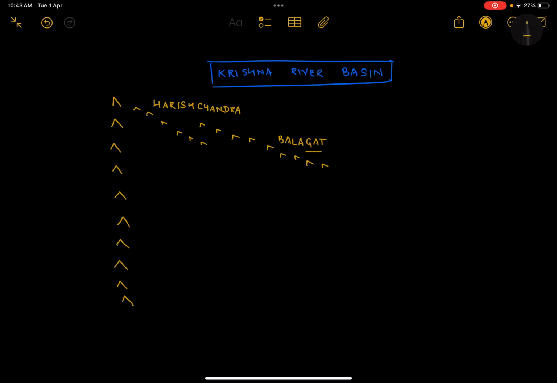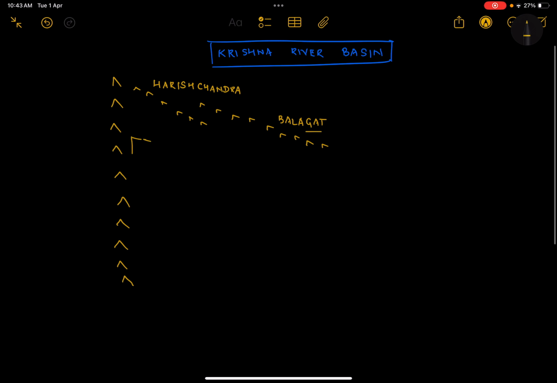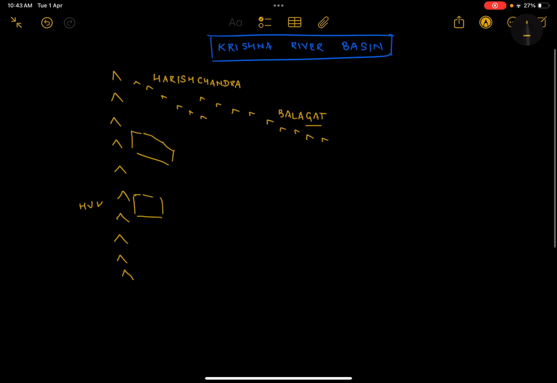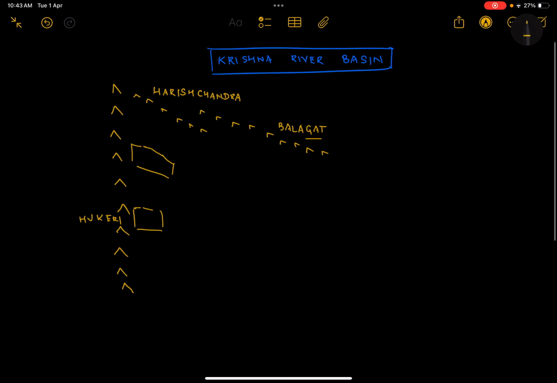South of Harishchandra Balaghat, we have two regions which are slightly elevated. This one is in southern Maharashtra and this one is in northern Karnataka. Here is where you find Hukeri, this region right here. You should understand that a larger portion of the Krishna River Basin is actually in the Peninsular Plateau, and this is technically your Karnataka Plateau, and this region is your Telangana Plateau.